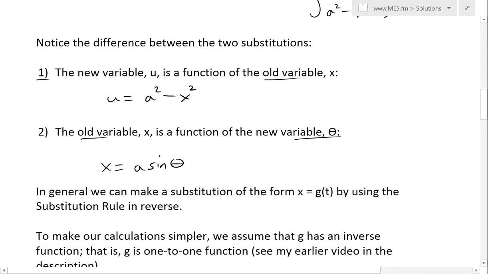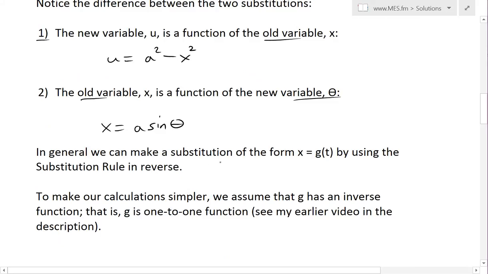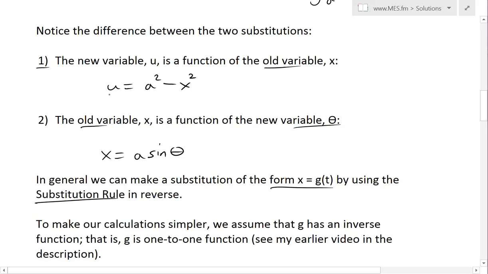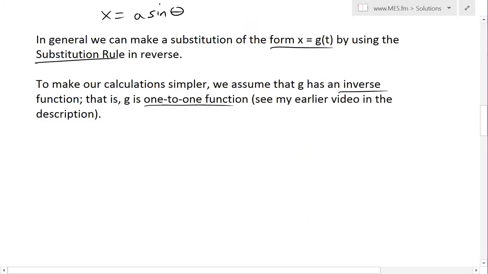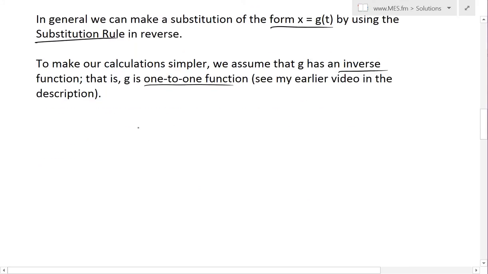It is important to notice the difference. In general, if we make a substitution of the form x equals g of t, we are using the substitution rule in reverse. So instead of having a new variable defined from the old one, you write the old variable in terms of the new. I'll illustrate this further. To make our calculation simpler, we assume that this function g of t has an inverse function, that is, g is a 1-to-1 function. Make sure to see my earlier video on 1-to-1 functions in the video links below. Basically, 1-to-1 is just something like this.